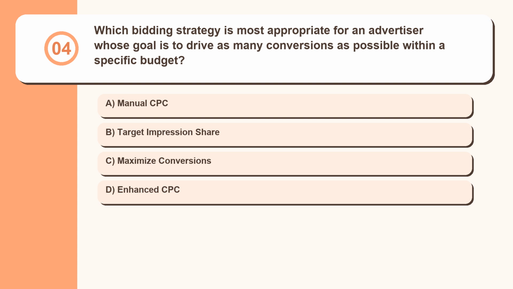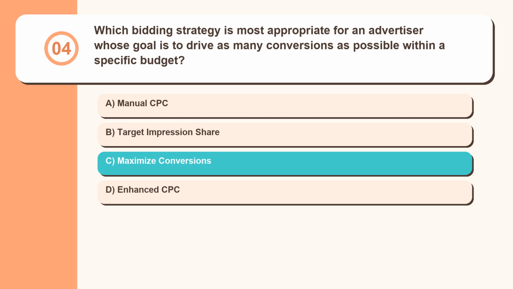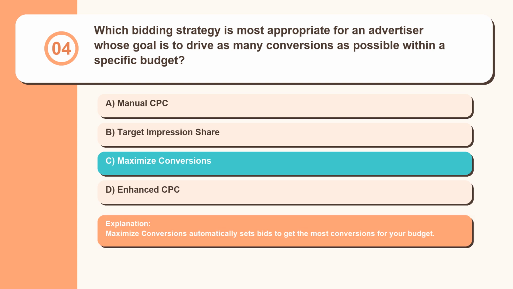Question 4. Which bidding strategy is most appropriate for an advertiser whose goal is to drive as many conversions as possible within a specific budget? Manual CPC, target impression share, maximize conversions, enhanced CPC. Maximize conversions automatically sets bids to get the most conversions for your budget.